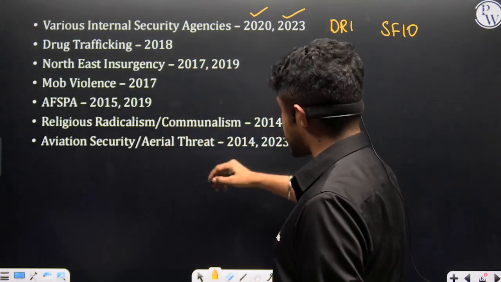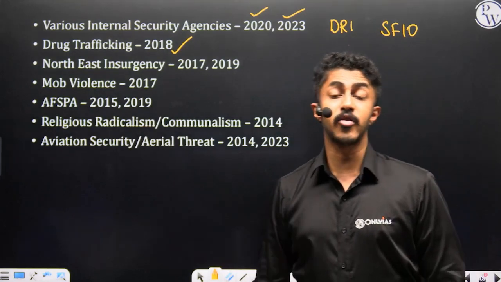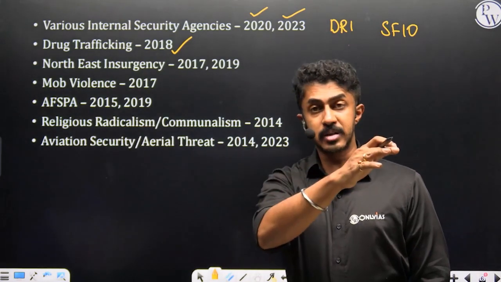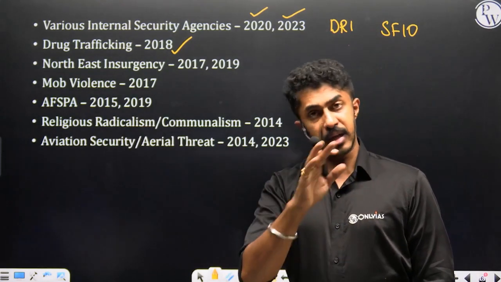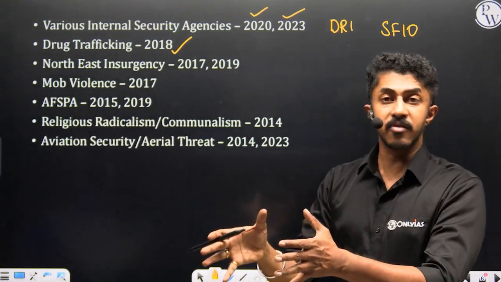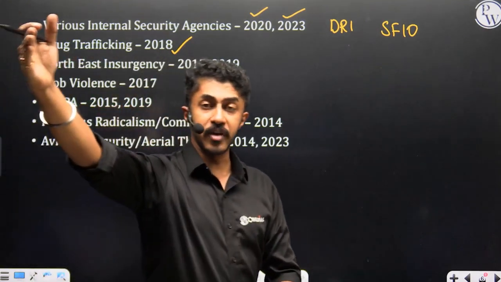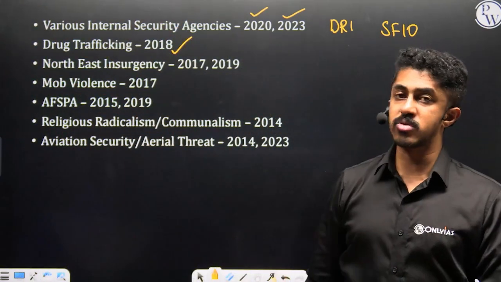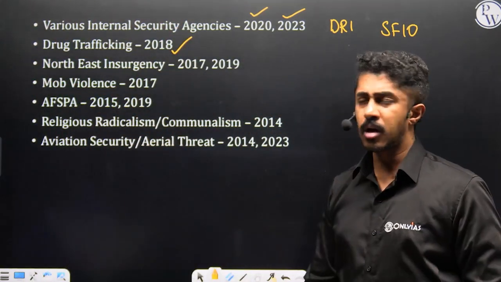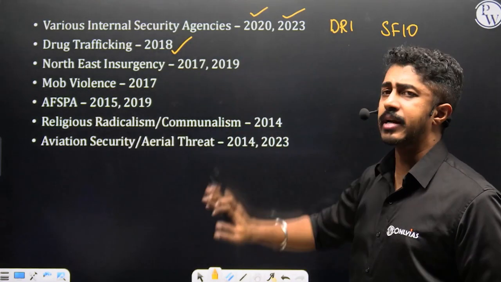Drug trafficking was asked in 2018. This year also we can expect it for the simple reason that multiple times in the last 1 year, we would have seen in the news that this many consignment of drugs was captured off the coast of India at this particular region. You would have seen those news. Again, very important. Northeast insurgency, the last time the question had come regarding it was 17 and 19.